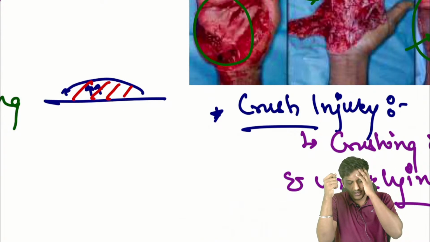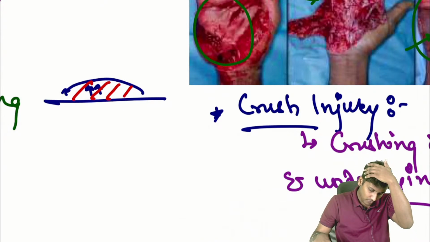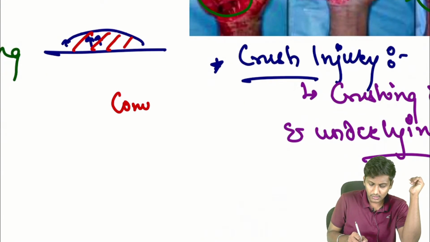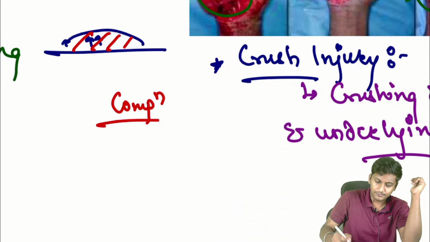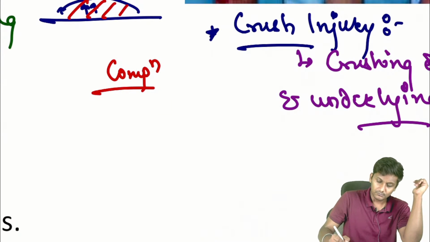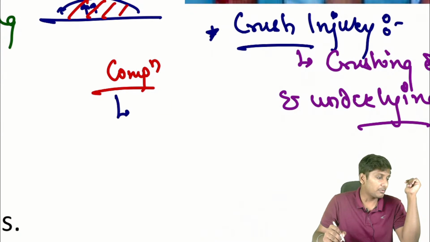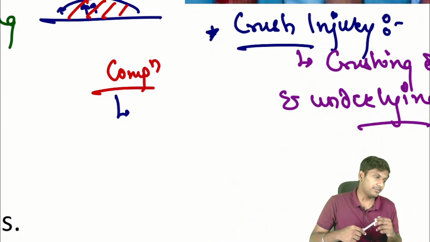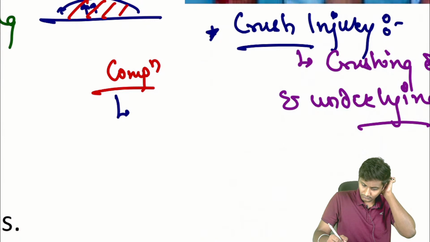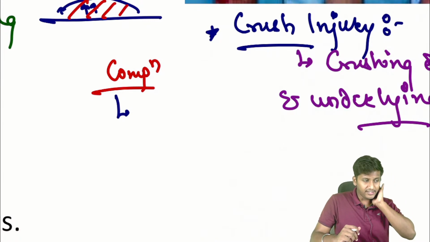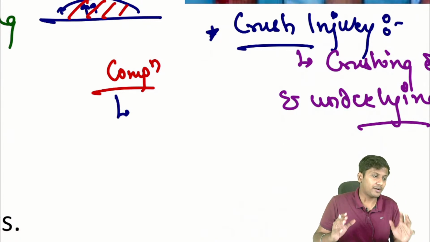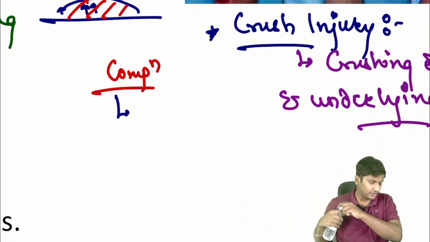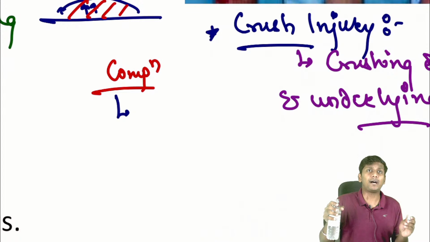So what is this condition called? What is this complication of a crush injury called, anybody? This has been a previous year question. और तुम्हें पढ़ा होगा ना? When the pressure in the osteofascial compartment rises, it compresses the blood vessels and the nerves. Very good. It is known as compartment syndrome.